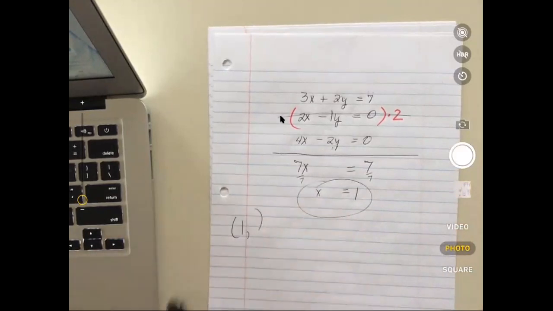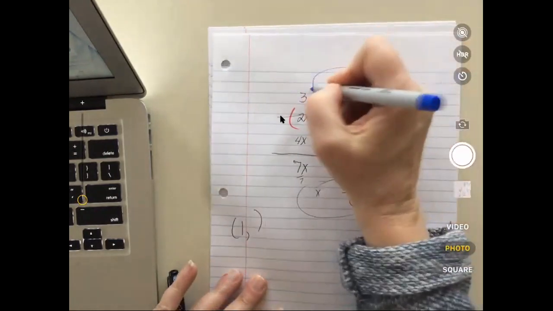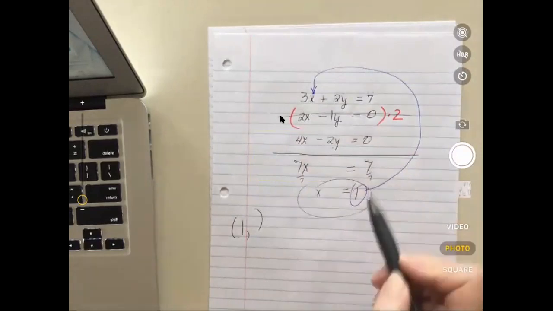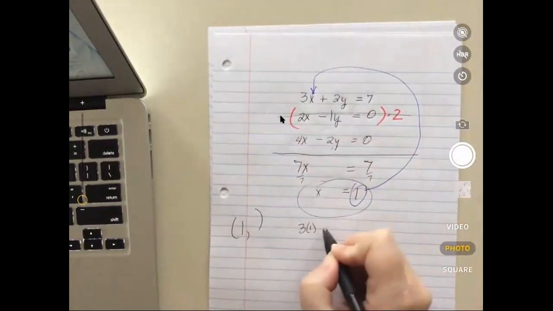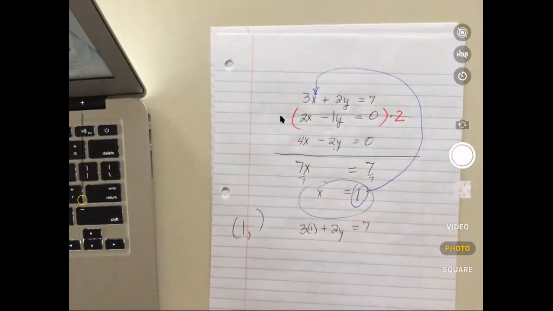And for the y part of the ordered pair, I just have to go back to one of the originals and substitute 1 in where the x is. So I'm going to put this right in there for x. I'm going to rewrite it, but instead of that x, I'm going to substitute in a 1. 3 times 1 plus 2y equals 7. 3 times 1 is 3.